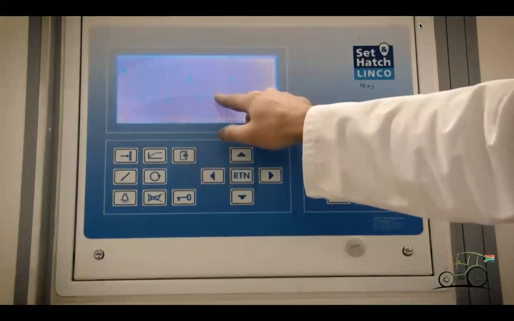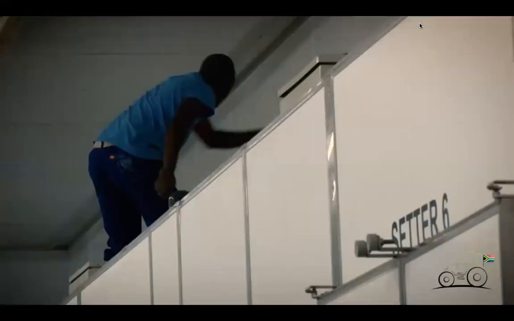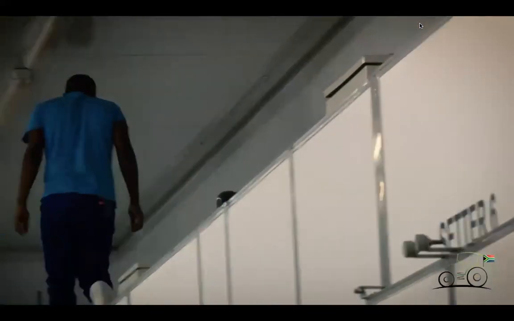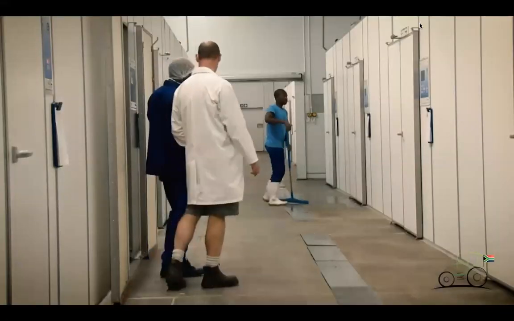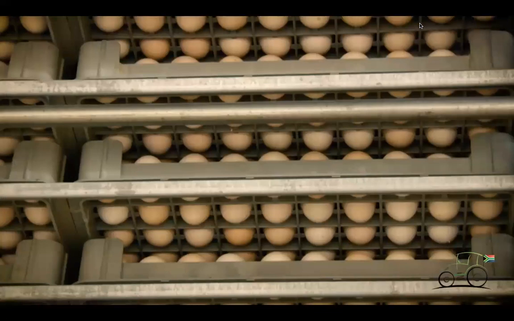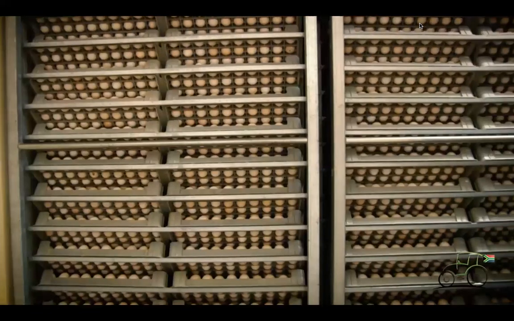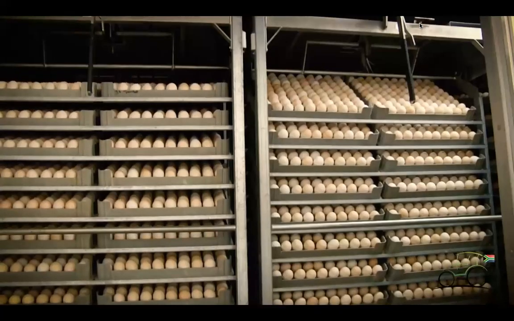As the days progress, we do drop the temperature ever so slightly, by 0.1 degree every day. That's because the embryos in the eggs start producing their own heat. If we kept the original temperature, the machines would end up overheating over that 18-day period. Each setter holds 24 trolleys, and each trolley holds 5,060 eggs. That's the equivalent of around 121,000, call it.